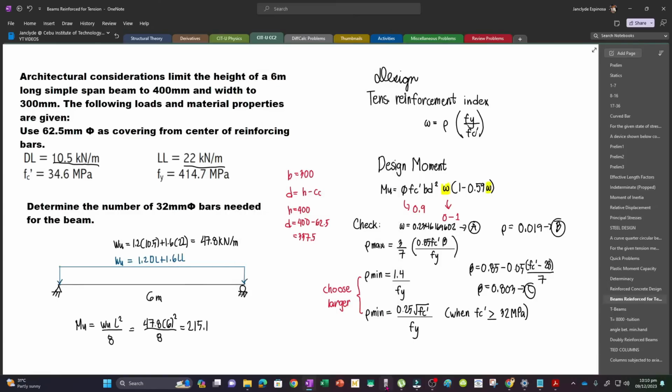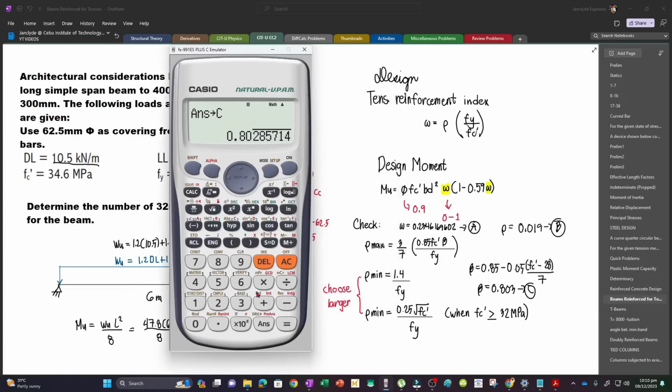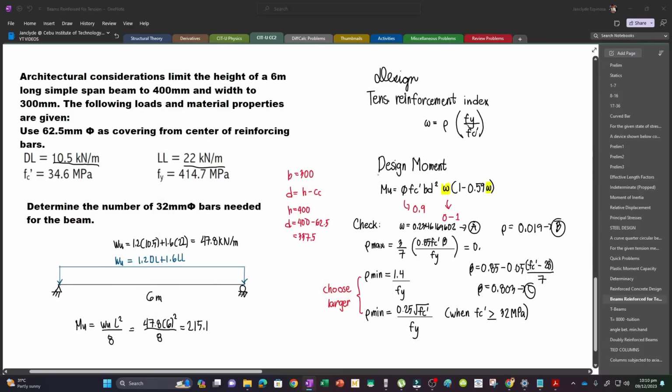And then back to our rho max. So 3 over 7 times 0.85 times Fc prime times beta, which is in C, divided by Fy, so 414.7. Now, we will get a value of 0.024. Now, this is greater than rho. So, meaning, rho max is greater than rho.